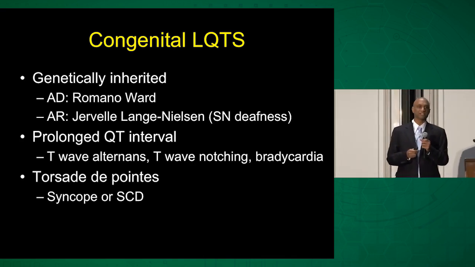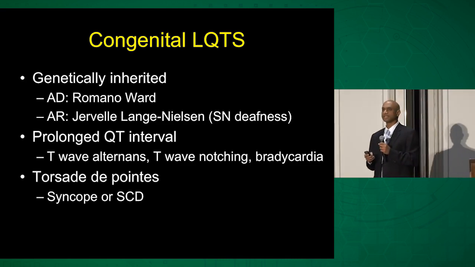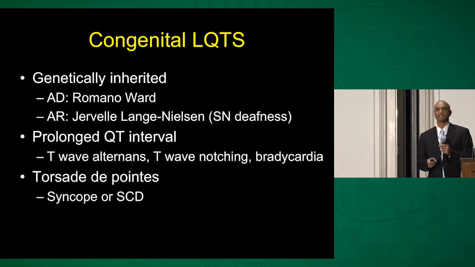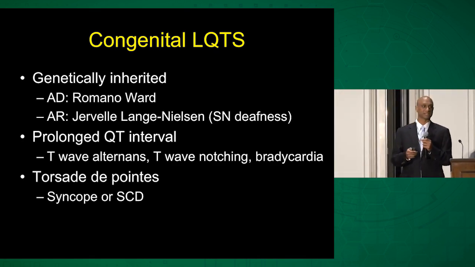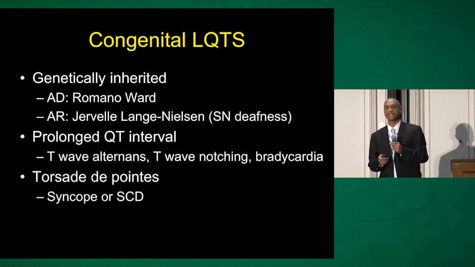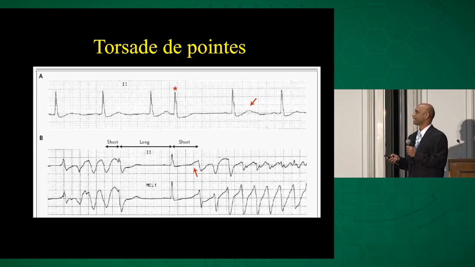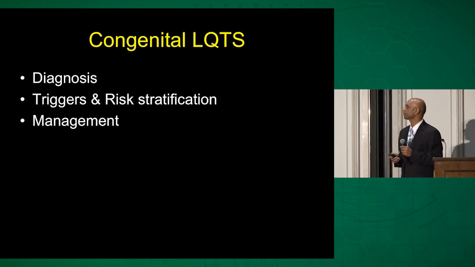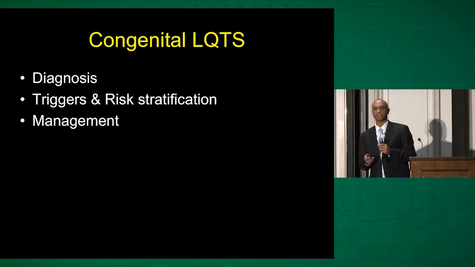The ECG manifestation of this, as we all know, is a prolongation of the QT interval. In addition to this, there are other abnormalities such as T-wave alternans, T-wave notching, and inappropriate bradycardia. The risk with this is Torsades de Pointes, which can cause syncope or sudden cardiac death. An example is shown here, where torsade is initiated by a short-long-short sequence that then results in polymorphic VT. So we'll consider the diagnosis, risk stratification, and management of this syndrome.